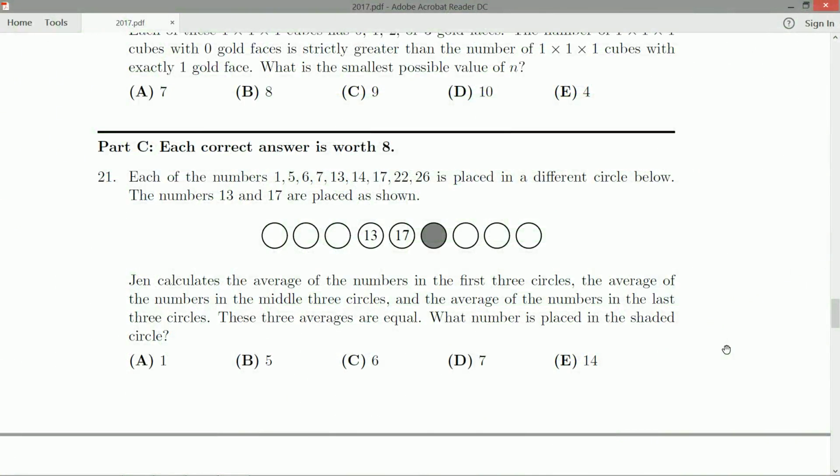First we're going to look at question number 21. Each of the numbers 1, 5, 6, 7, 13, 14, 17, 22, 26, I'm not noticing any pattern with those numbers, is placed in a different circle below. The numbers 13 and 17 are placed as shown. Jen calculates the average of the numbers in the first three circles, the average of the numbers in the middle three circles, and the average of the numbers in the last three circles. These three averages are equal. What number is placed in the shaded circle?